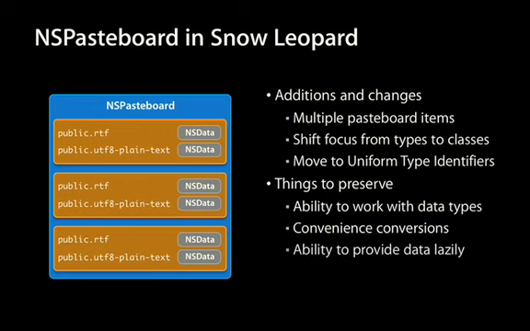And finally, the ability to provide data lazily, to promise to provide data at a later time and not necessarily do every expensive translation of types right up front. So those things to preserve will be common threads as we look at the new API. Okay, that all said, let's look at the new way of doing things in NSPasteboard.